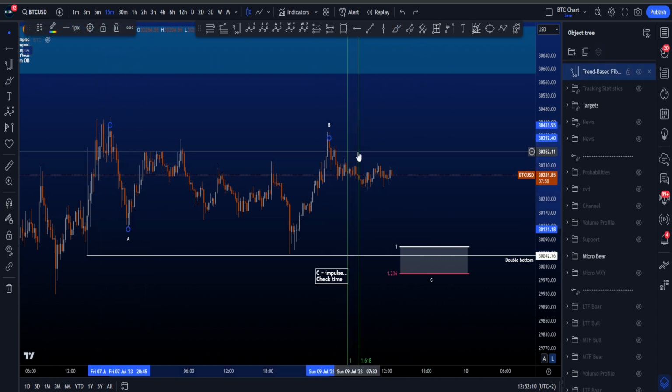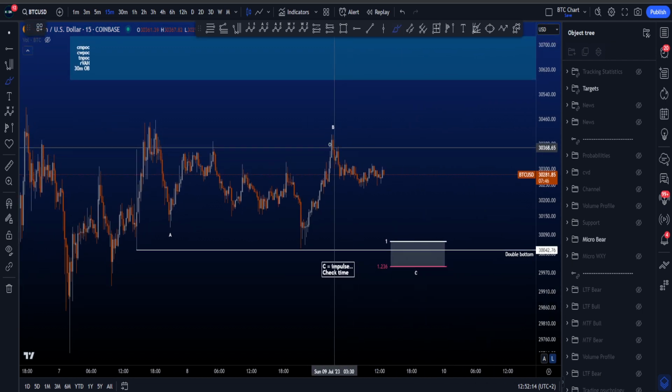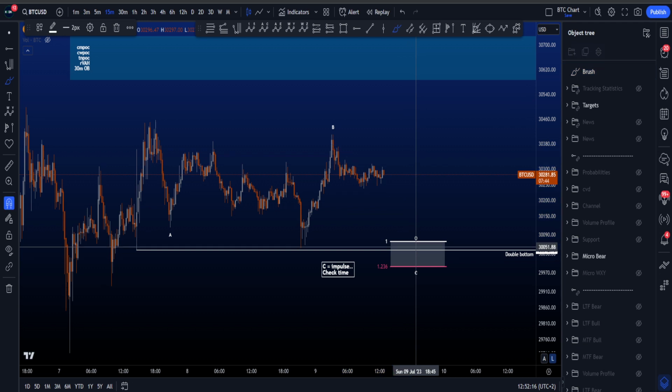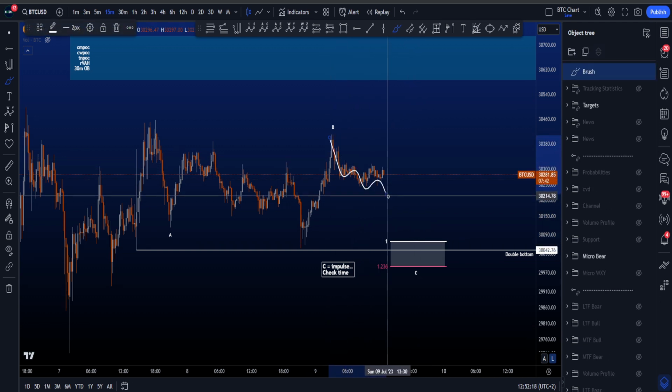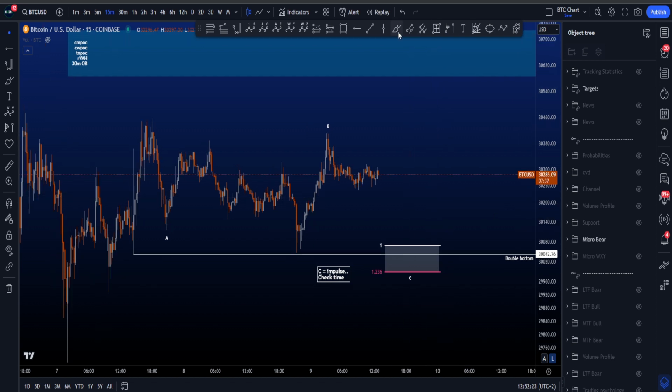Now yes, a wave C tends to be longer in time than a wave A, but still you want to see it going impulsively to the downside, and at the moment you can't really see an impulsive structure to the downside. So that's a bit of a problem in the bearish scenario.